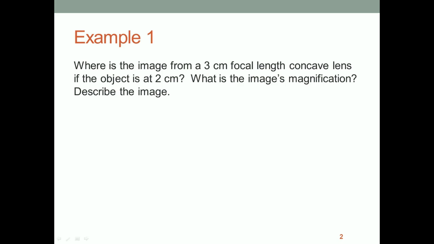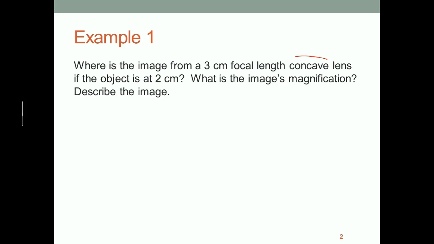In this video, I'm going to work examples having to do with finding the image due to a lens. Here is my first example. I want to know where the image is. If I have a 3 centimeter focal length concave lens and the object is 2 centimeters from it, I also want to know what its magnification is, and I need to describe it.